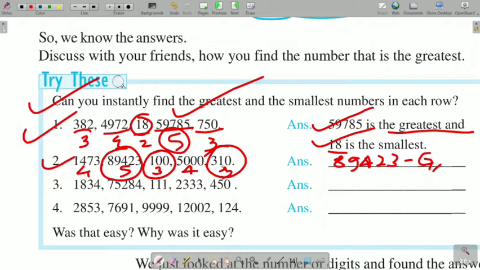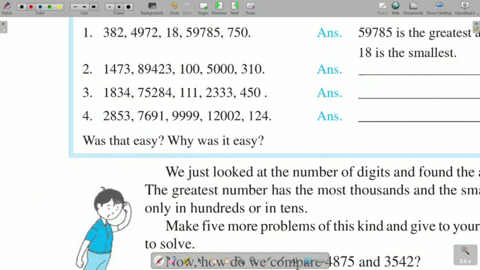So check the hundreds place. No doubt here is 1. So 100 will be the smallest number. In this way we can find it. Now come to the third question.